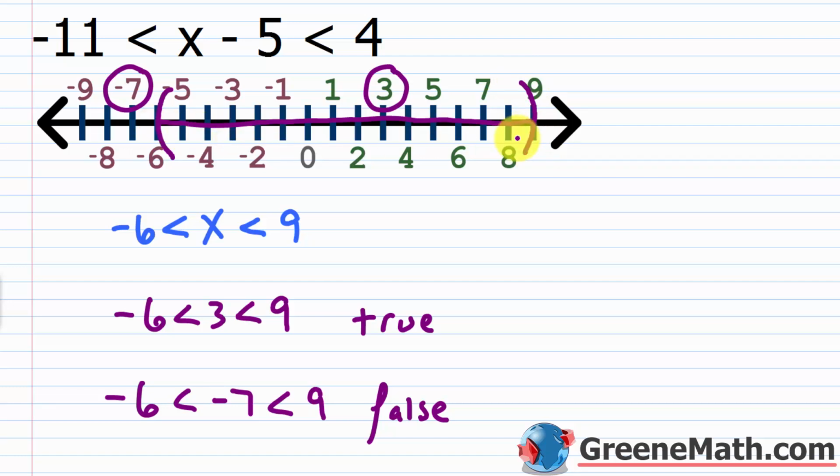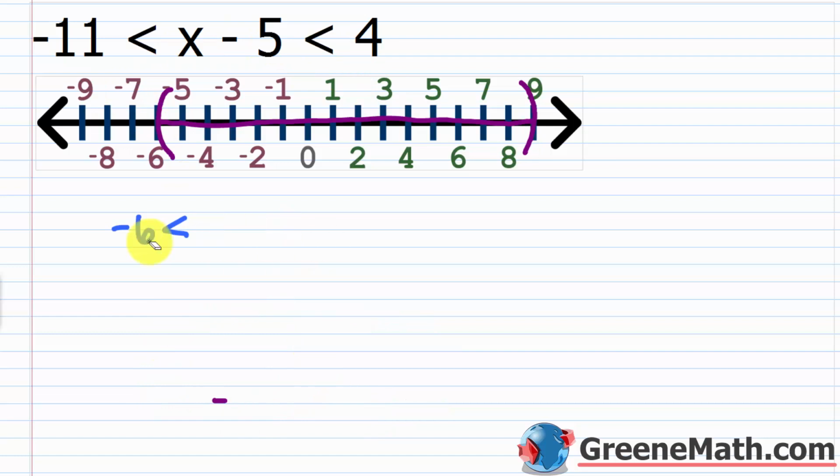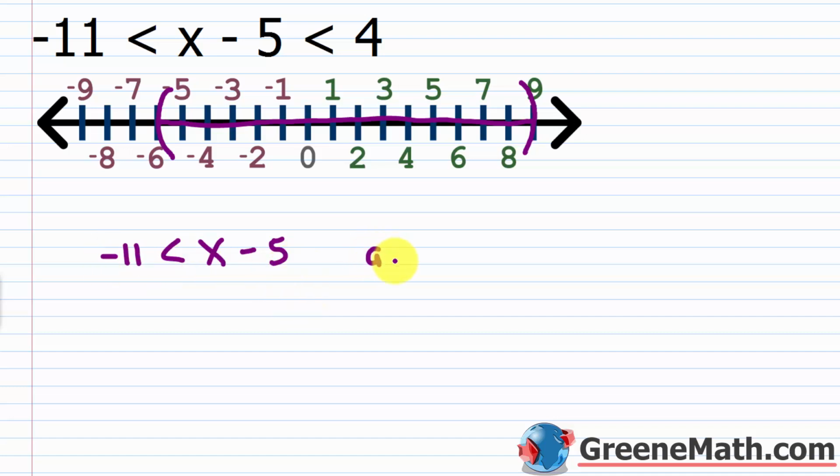Now, the other way you can think about this is you can split this guy up using the keyword "and" that I mentioned, okay? So you could take this guy x minus 5, and you could say this is greater than -11. Okay, so you solve that as one problem. You use your keyword and. Then you're going to take the other side, so you're going to say x minus 5, and you're going to set that as less than 4. So you solve these individually, and then you put them back together with that keyword and.